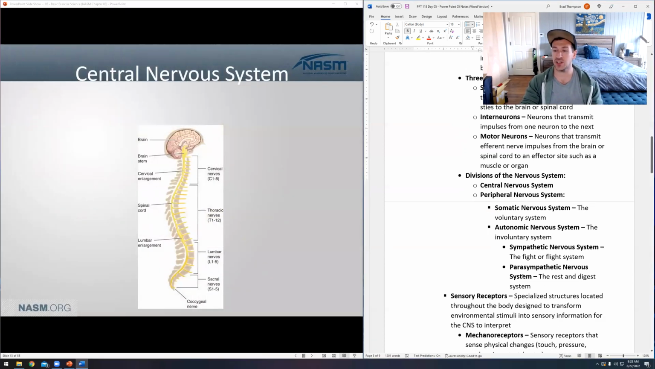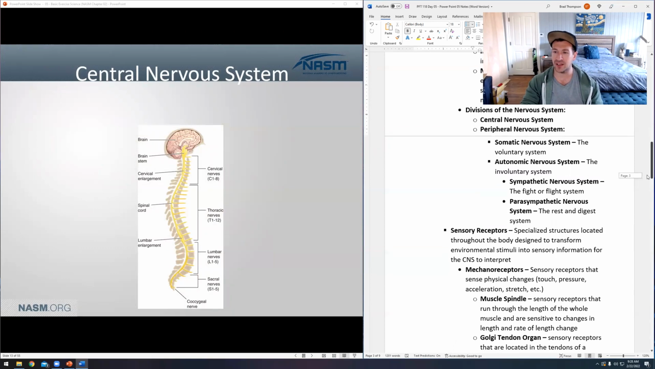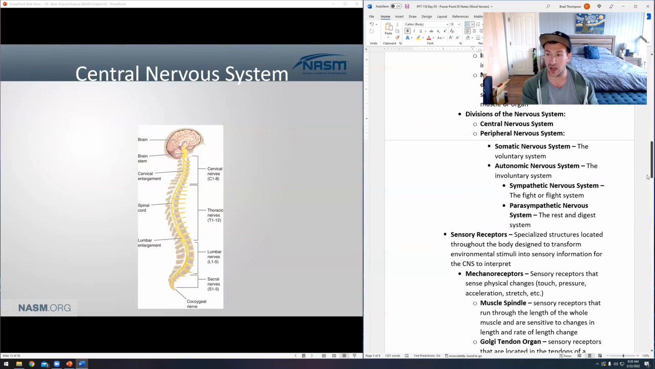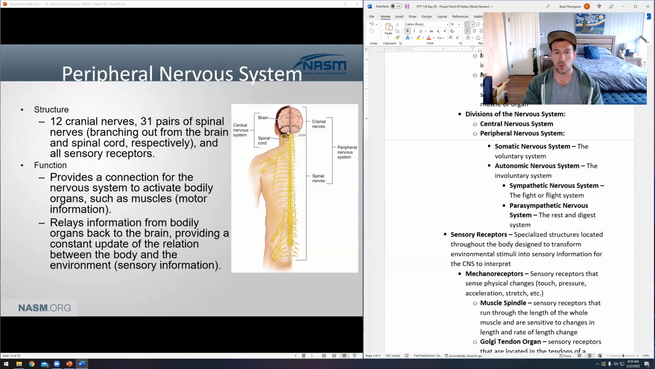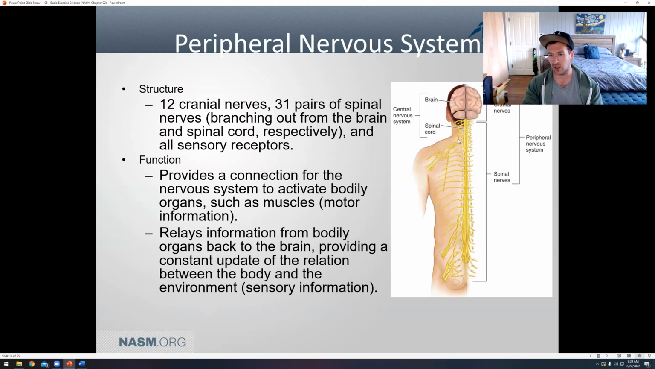So looking at the divisions of our nervous system, now we need to talk about how our body can go on autopilot. Well, we've got the central nervous system, which again is the brain and the spinal cord. And then we get the peripheral nervous system, which is all of the nerves branching out. From the brain and the spinal cord, look at all these nerves that travel out in big bundles to cover the entire body.